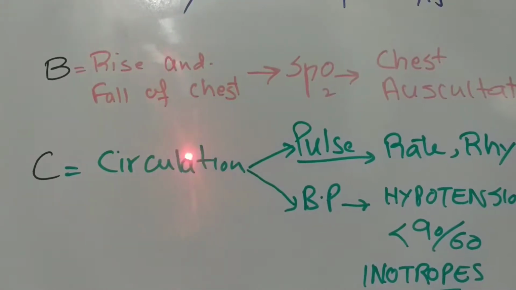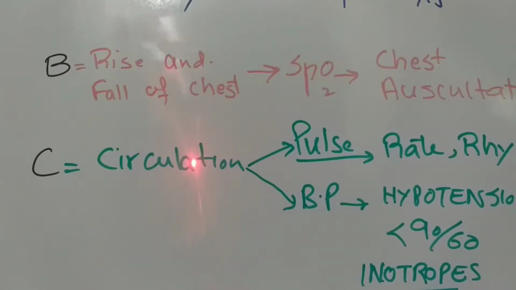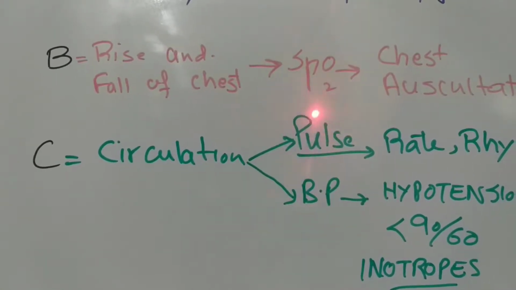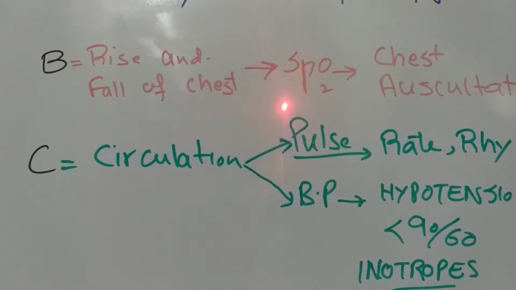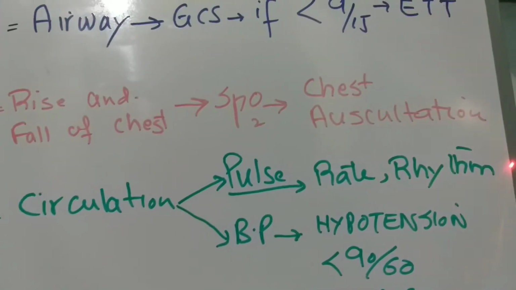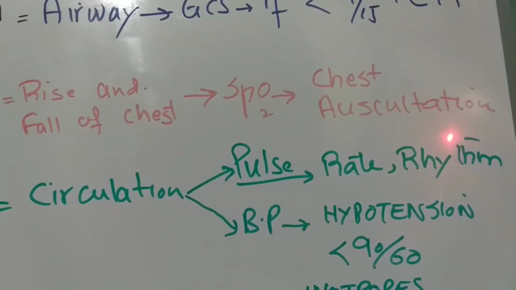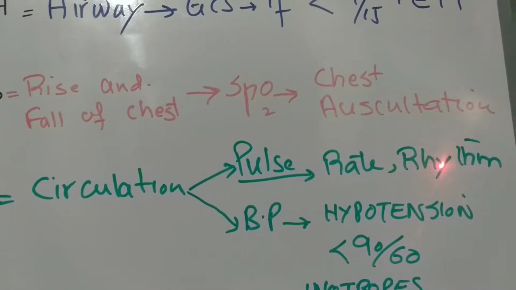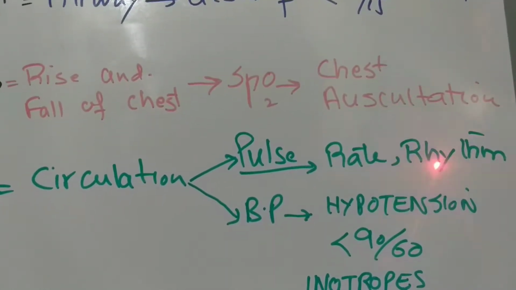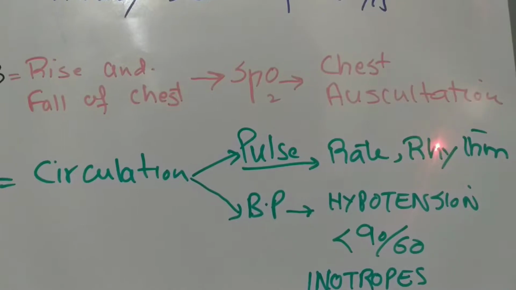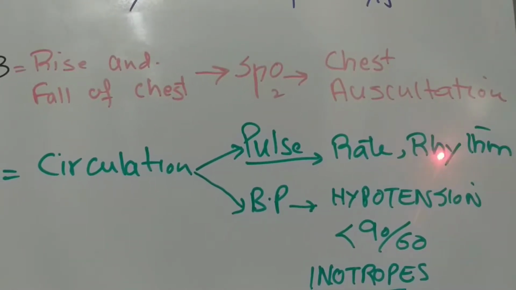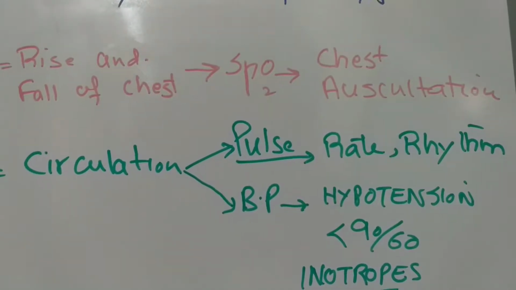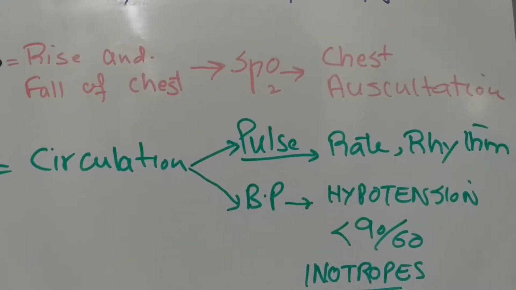So C is circulation. By circulation, I mean the pulse and blood pressure. You will have to check the pulse of the patient. If you can feel it, then you will note the rate and the rhythm of the patient, be it tachycardia, bradycardia, and rhythm, whether this is a regular rhythm, sinus rhythm, or atrial fibrillation or SVT. By just checking the pulse, you can actually have some idea about the rhythm of the heartbeat, and rate tells you about the tachycardia and bradycardia.